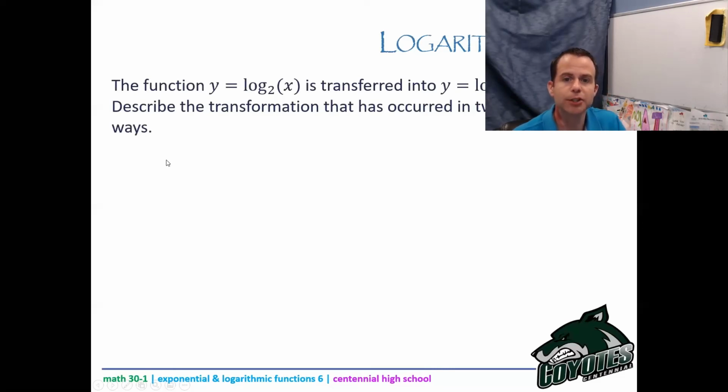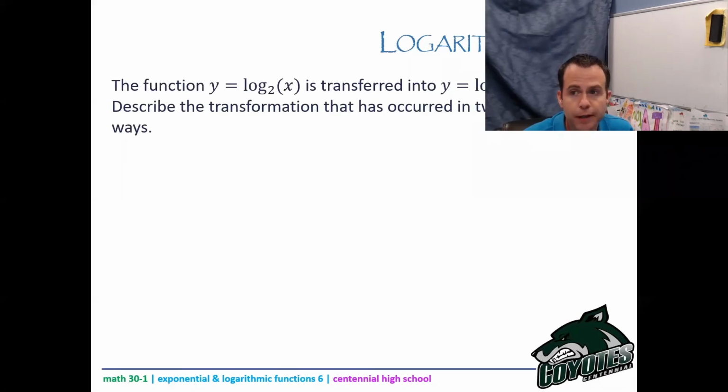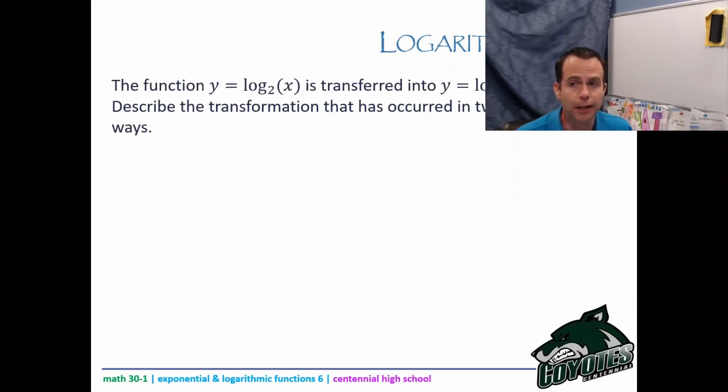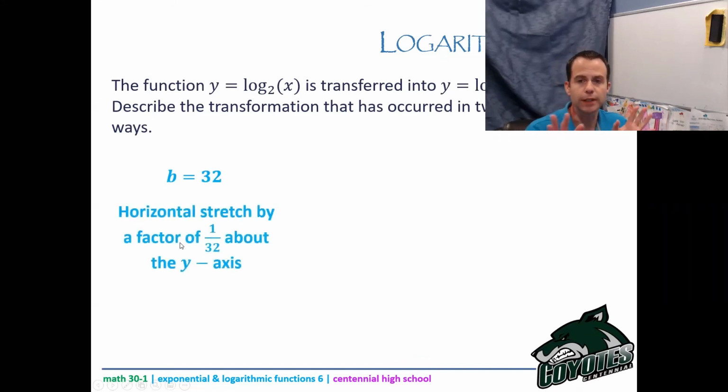Describe the transformation that has occurred in 2 different ways. Now, probably what jumps up at you right away is this is just a b value, right? And so if I have a b value of 32, that's a horizontal stretch of 1 over 32. So most of you would have been totally comfortable just saying, okay, I know b is 32, I'm going to have a horizontal stretch by a factor of 1 over 32 about the y-axis.